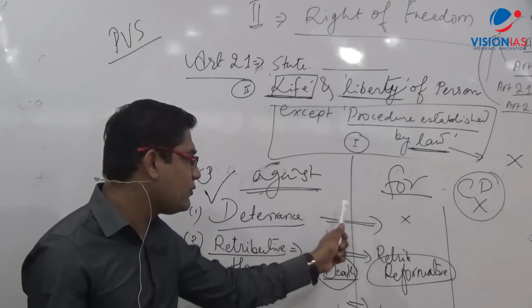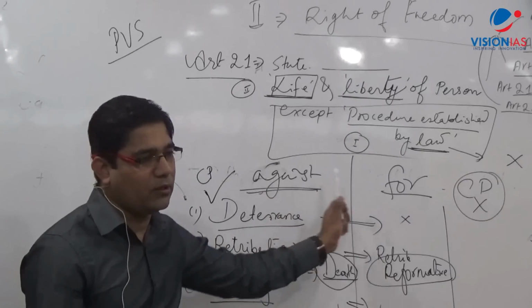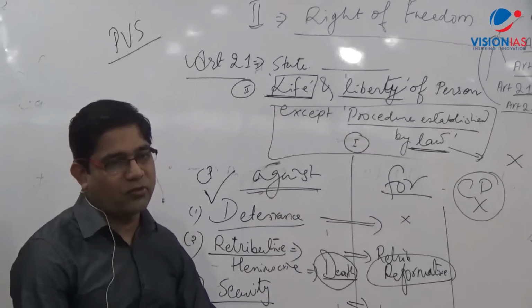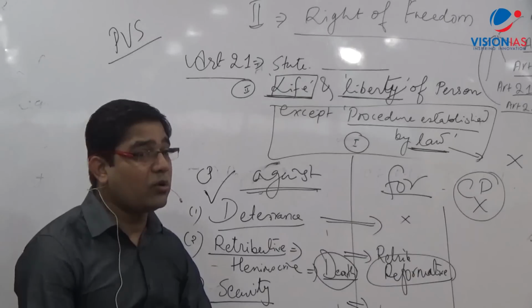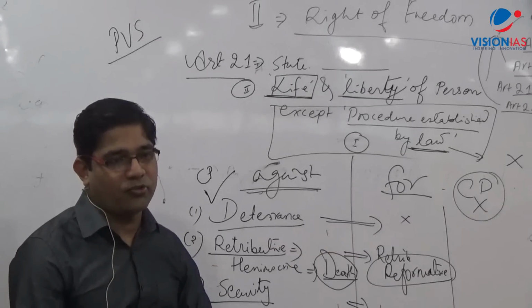Second is the theory of deterrence. This point has not been well corroborated by the facts and the evidence. Understood? And the most important part, the last.